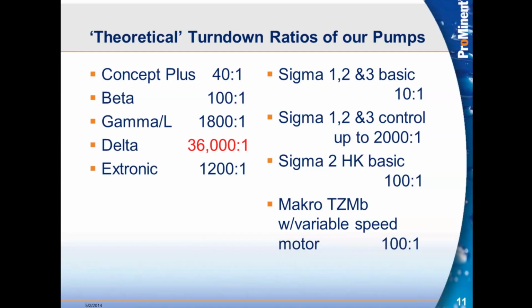However, one thing that the Delta can do, we can also control the speed at which the diaphragm moves. The Delta, the maximum stroke length at 100% is 2 millimeters. We can have it take up to 3 minutes to move the diaphragm on the discharge stroke, 3 minutes to move that 2 millimeters, or any percentage of that 2 millimeters.